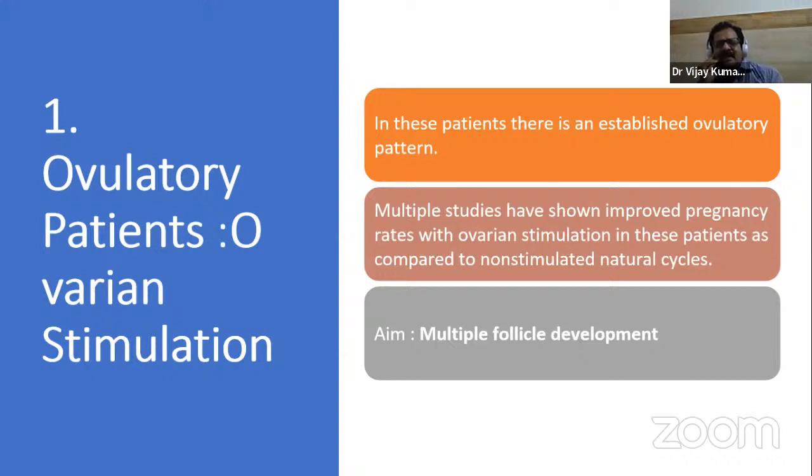As I said, the ultimate aim in the ovulatory patient is that we should have multiple follicles, 2 to 3 follicles. Usually the determination of the follicles will be taken in the first 5 days of the menstrual cycle. So the ovulation induction drugs have to be utilized in that time in order to increase the chances of development of multiple graafian follicles.